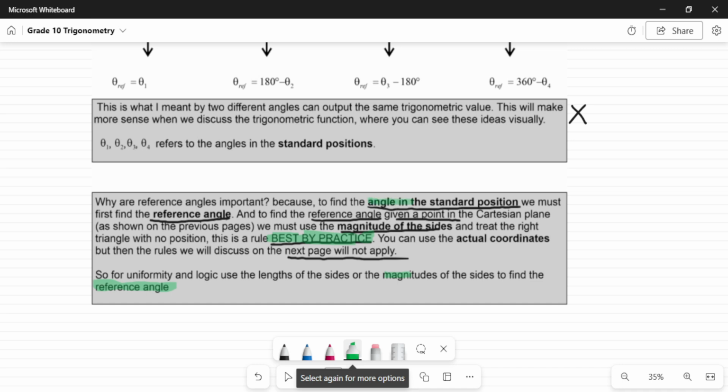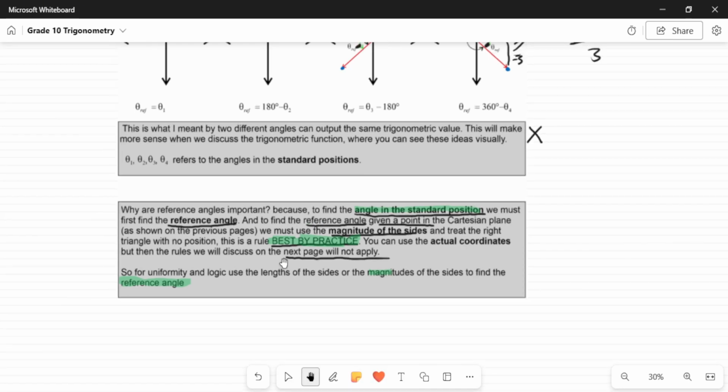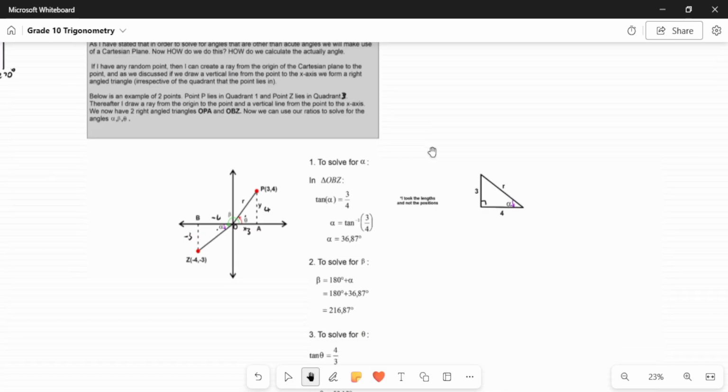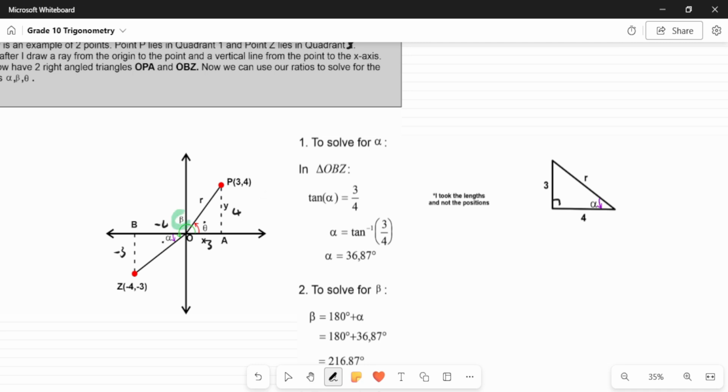Why do we need to find the reference angle? Because when you're trying to find the angle in the standard position, like the quadrant 1, quadrant 2, quadrant 3, or quadrant 4 angle, then you need to use the reference angle. So when we're trying to find this angle beta, according to what we've learned and according to our rules, in order for you to find beta, you need to find alpha. And in order for you to find alpha, you do not use the direction. See, this is -3, that is -4. I did not use the -3 and the -4. I took the 3 and the 4.